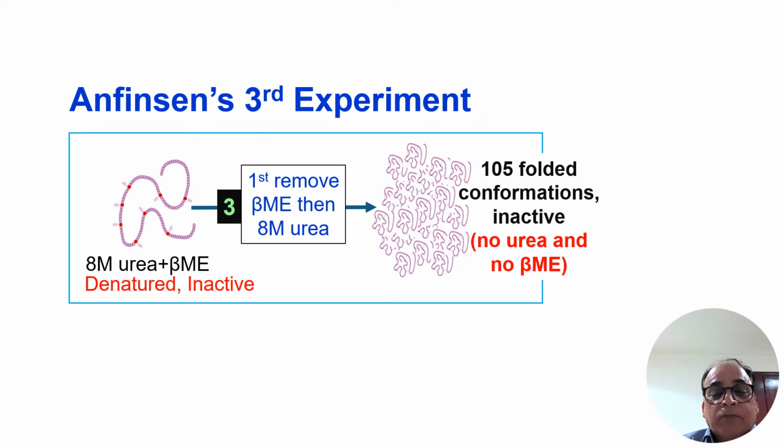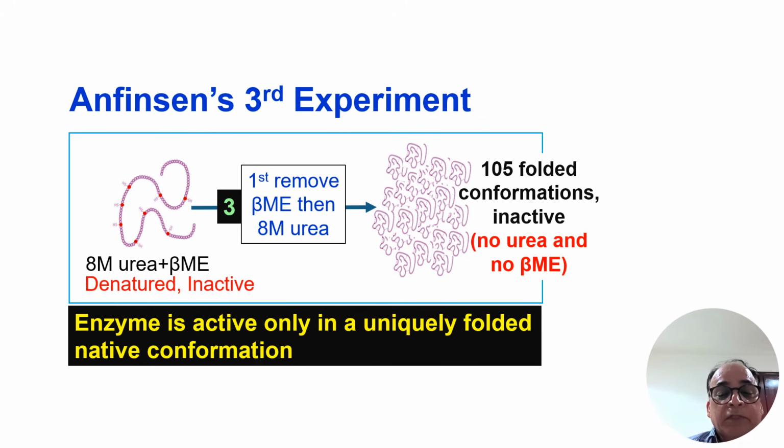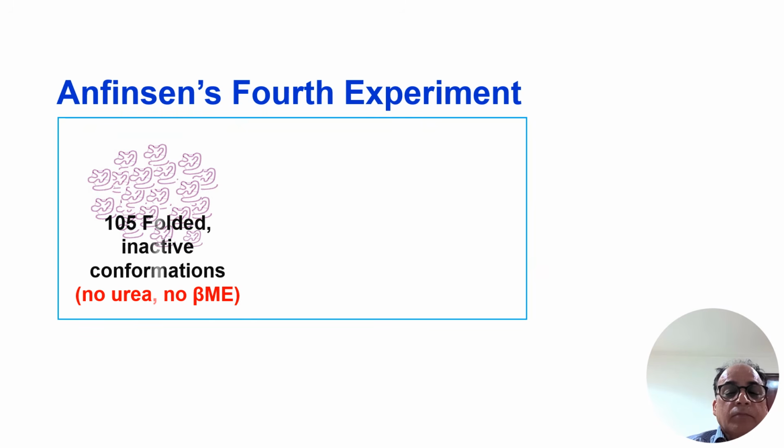Right? So what was the conclusion? The conclusion is that enzyme is active only in a uniquely folded native conformation. So all these 104 remaining structures, they are unstable, they are inactive, they are at higher energy level thermodynamically. So in experiment number 3, you have seen that although in the sample there was no urea, there was no beta mercaptoethanol, the enzyme was inactive, although they were in folded conformation, right?